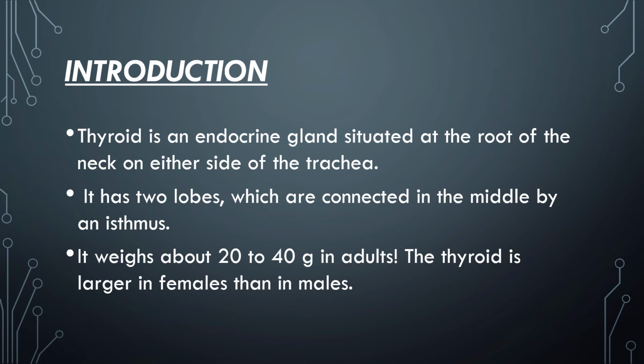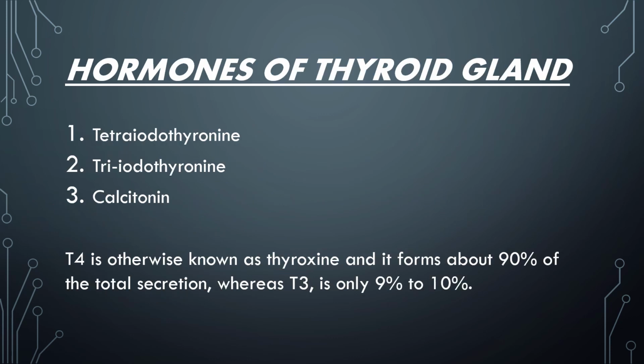First comes the introduction. Thyroid is an endocrine gland that is situated at the root of the neck on either side of the trachea. It has two main lobes, which are connected in the middle by an isthmus. Please note this line. Next, it weighs about 20 to 40 gram in adults, and in females it is larger than in males. These are some basic introductory lines regarding your thyroid gland.